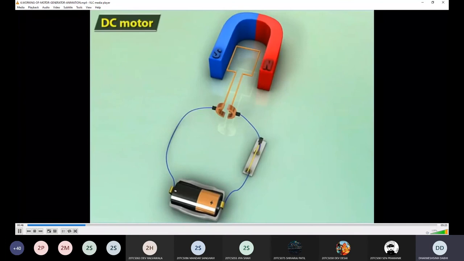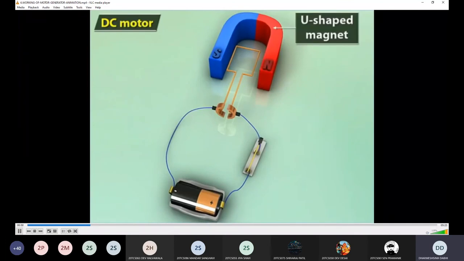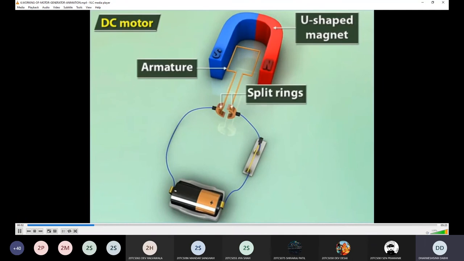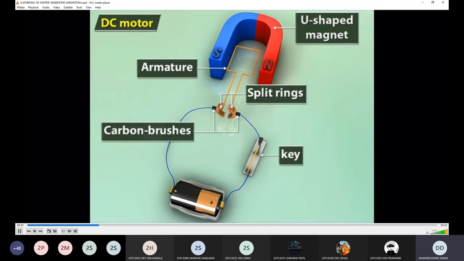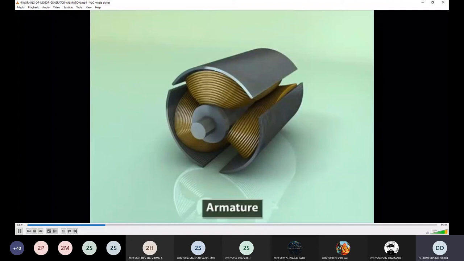As you switch on an electric fan, the blades of the fan start moving. This means that electrical energy is converted to mechanical energy. This conversion of electrical energy to mechanical energy is performed by an electric motor.